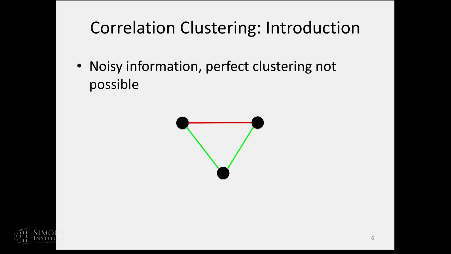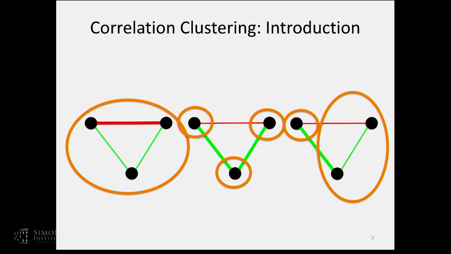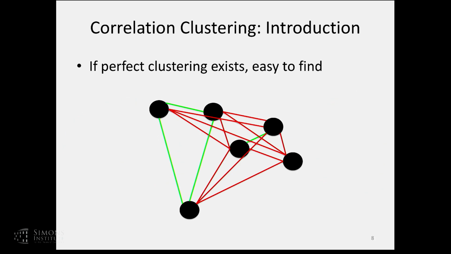Whenever you have a structure like this, which is a triangle consisting of two similar edges and one dissimilar edge, no matter how you cluster it, you've got to make a mistake. You can't put them all in the same cluster. You can't put them in different clusters. You can't put two of them in one cluster and one outside. Either way, you're going to make one mistake. And in general, you might have a number of such things. So if a perfect clustering exists, it's easy to find it.